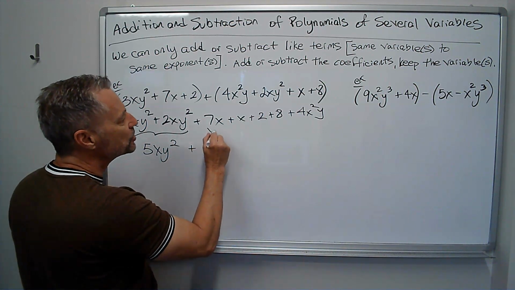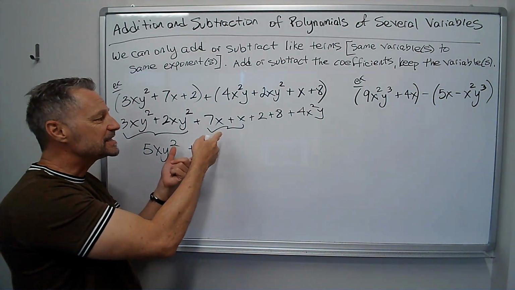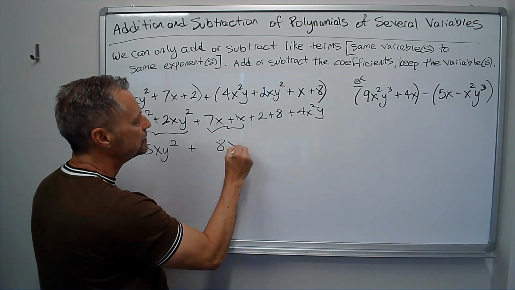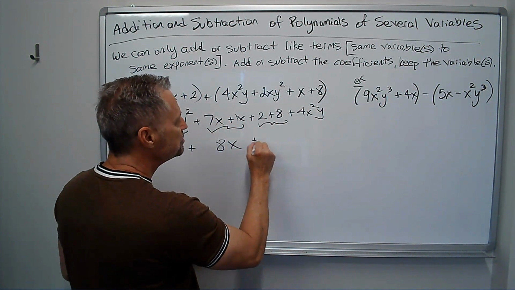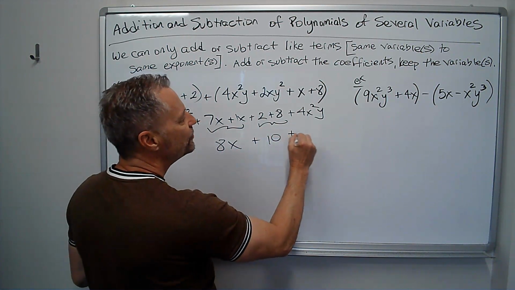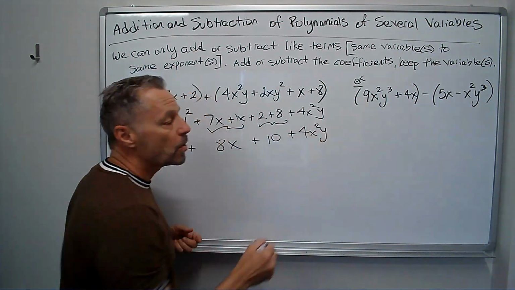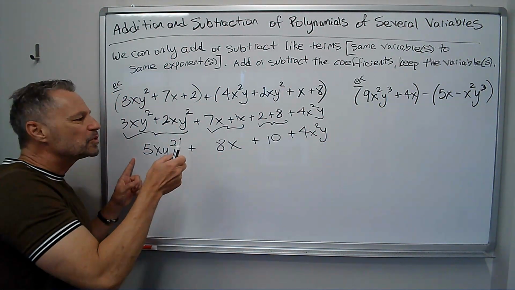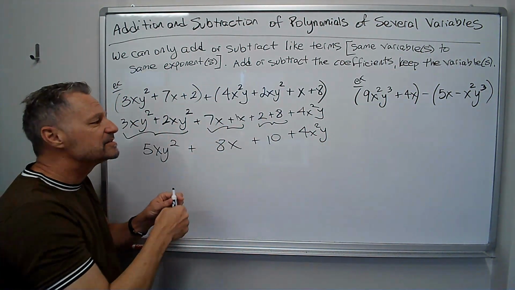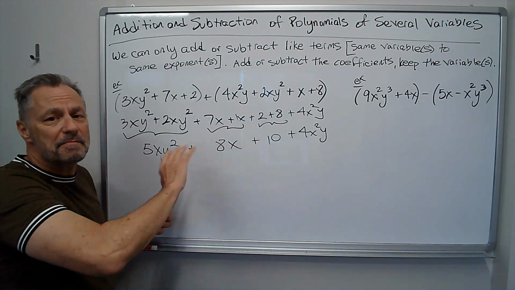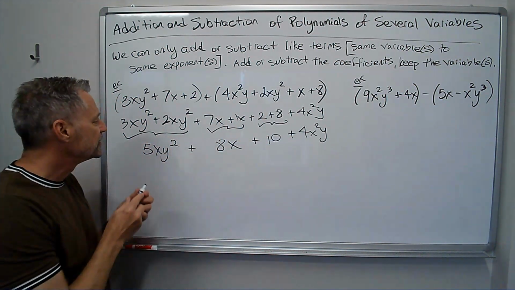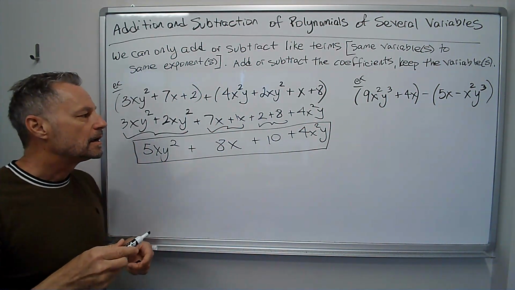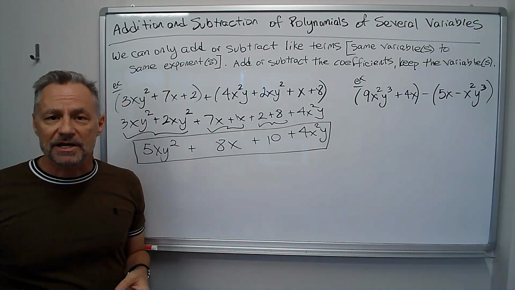And then similar, we've done that before with just a single variable. So we had 7x plus 1 more x, we have 8x. These are like terms, plus 10. And then this 4x squared y didn't have anything to go with. We're going to leave it by itself. Order doesn't really matter. A lot of times we'll go in descending powers, maybe of the x's, and put this first. But it doesn't matter because addition is commutative. I'm just going to leave it this way. And we've combined all of our like terms.